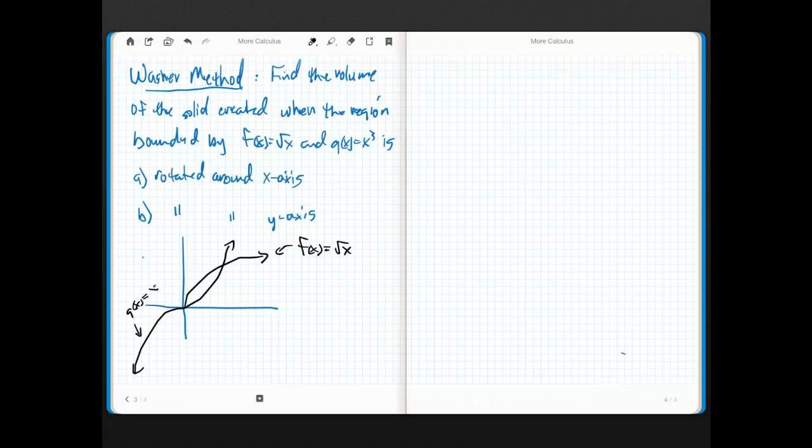Did I say cube root? I'm sorry, I meant x cubed. So the region bounded is this guy in here. Now we'll just do it like this. This guy is going to be our region, right?